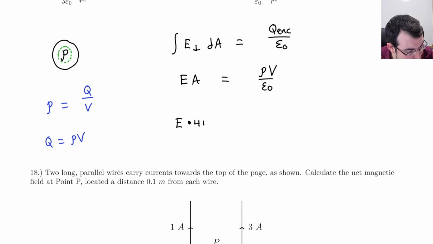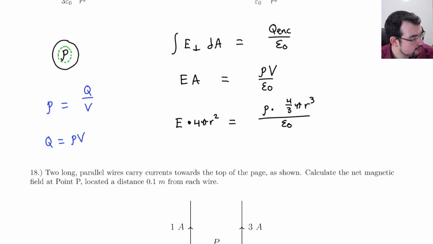Its area would be 4 pi little r squared, and its volume would be 4/3 pi little r cubed. And we get a whole bunch of cancellations, actually. The 4 pi cancels, and 2 of the r's cancel. So we would be left with E is equal to rho r divided by 3 epsilon naught.